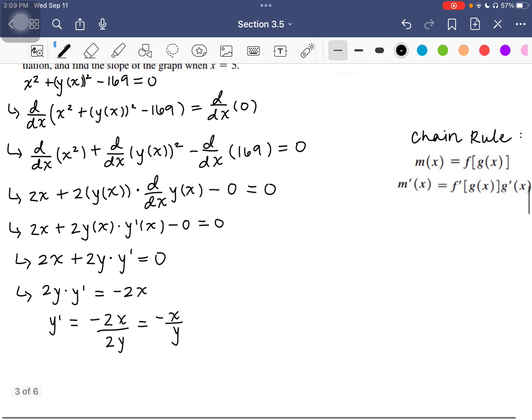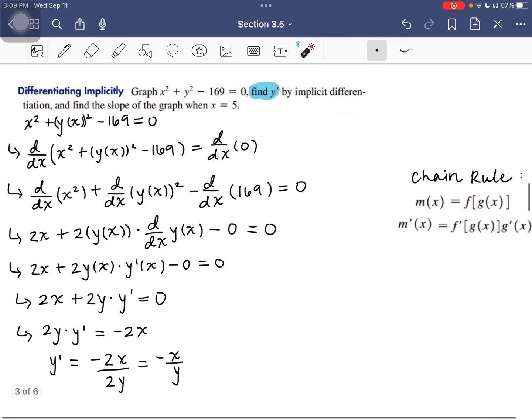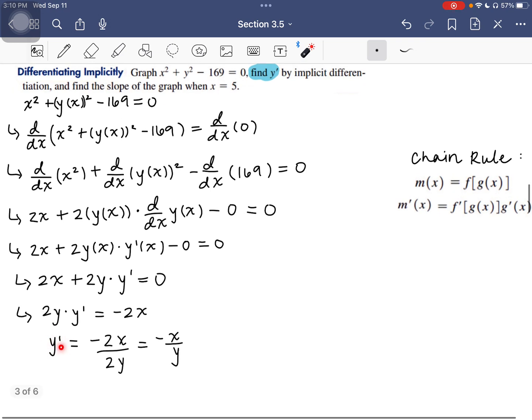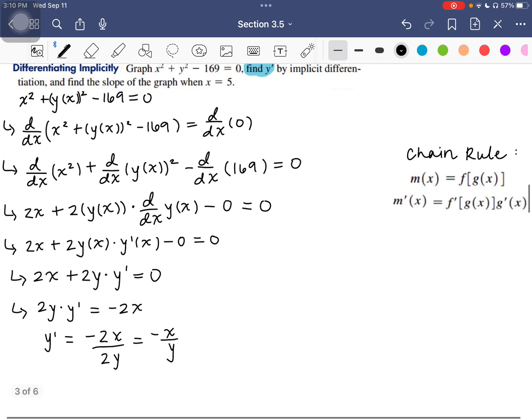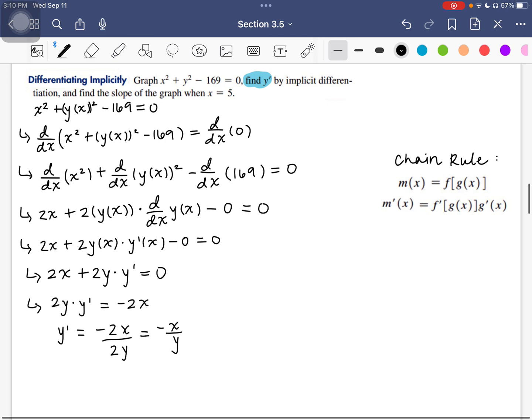All right, so we found y prime by implicit differentiation, and we also want to find the slope of the graph when x is equal to 5. So we know that our y prime here is the slope of the graph. We want to find that when x is equal to 5. So we can plug 5 in for our x value here, but we aren't given a value for y. So before we can do that, we need to figure out what value for y we get when x is equal to 5.